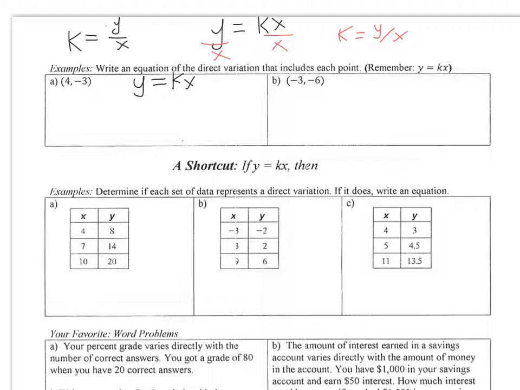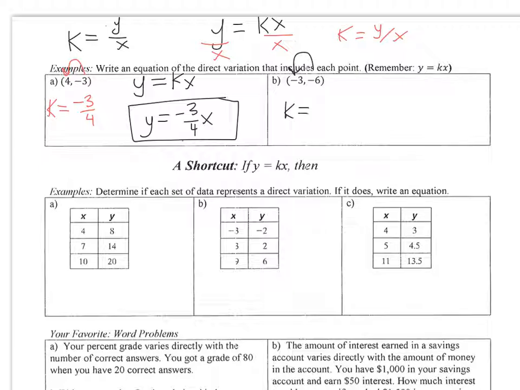So now to figure out what k is, y divided by x, it's -3/4. So my equation is y equals -3/4 x. For letter B, I want to solve for k. So k is equal to -6 over -3, which is 2. So my equation is going to be y equals 2x.